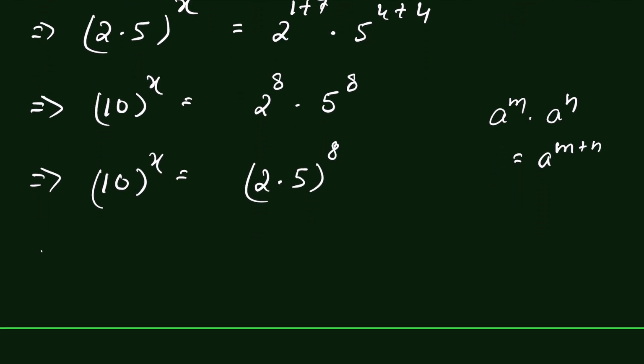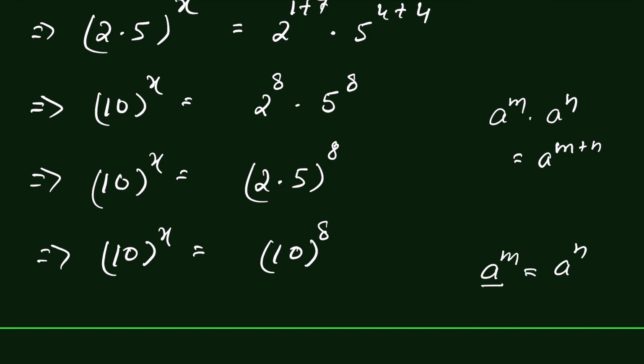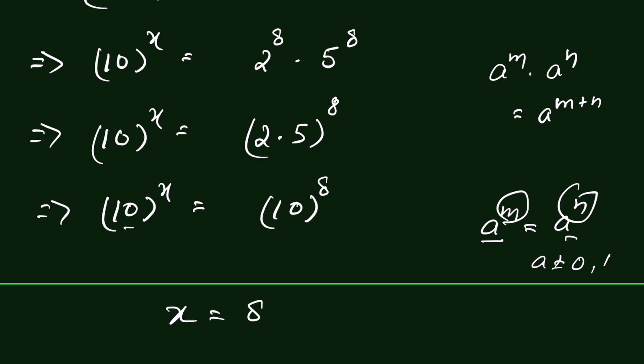Now here we have 10 to the power x is equal to 10 to the power 8. Again, if a to the power m is equal to a to the power n, and a is not equal to 0 or 1, here a is 10, then m is equal to n, therefore x is equal to 8.